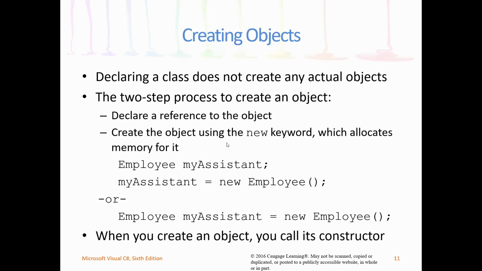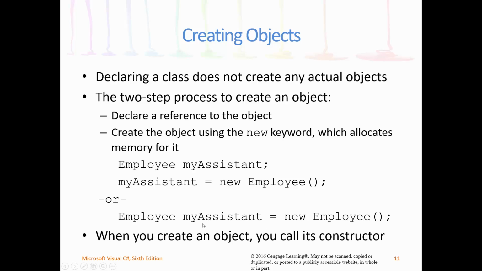So, as it says, declaring a class, as we just did, doesn't create any objects. The idea of creating an object is two-pronged. You declare a reference to the object, and then you create it using the new keyword. Now, notice the example I give here. Employee my assistant, and then my assistant equals new employee. It's almost never done like this. Instead, it's almost always done like this in just one line, because there's no reason not to. All right? So let's break this down.